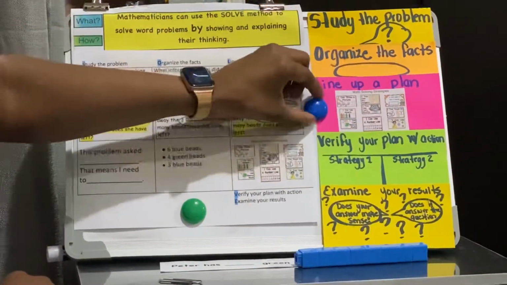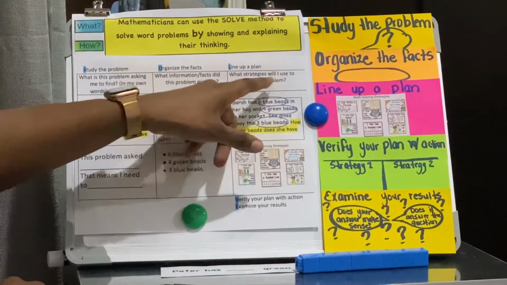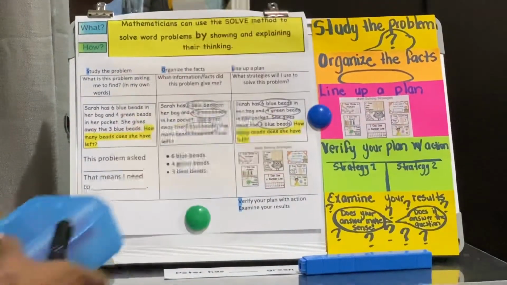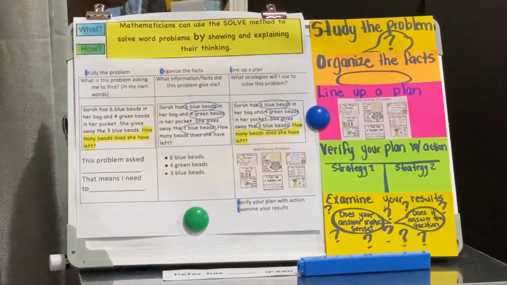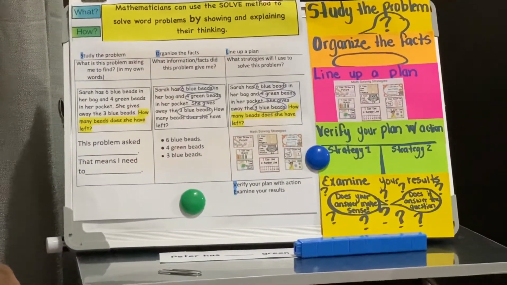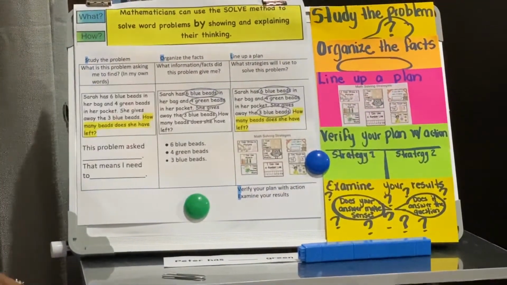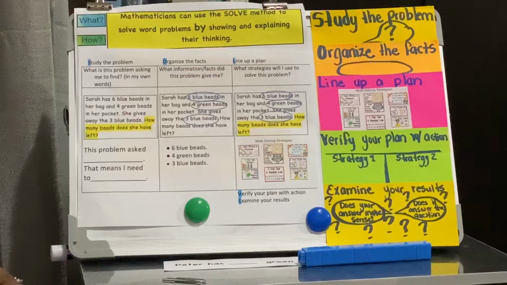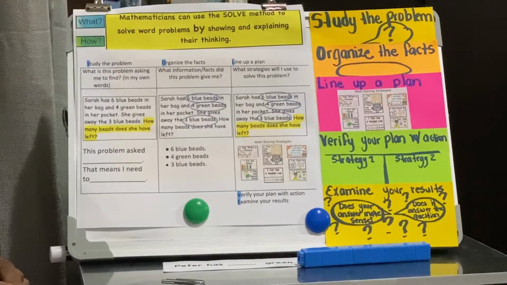Step 3, we're going to line up a plan. What strategies will you use to solve the problem? Remember that you have your toolbox and you can use the materials in there to help you solve the problem. Step 4, V, verify your plan with action. Try to use at least 2 different strategies to show your thinking. Next step, we're going to examine our results. Does your answer make sense? Does it answer the question?